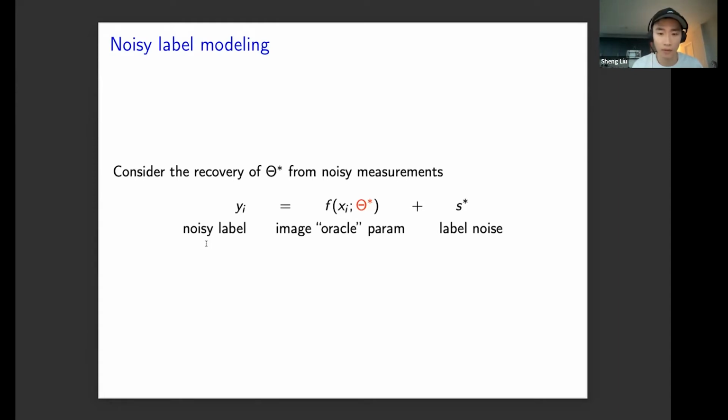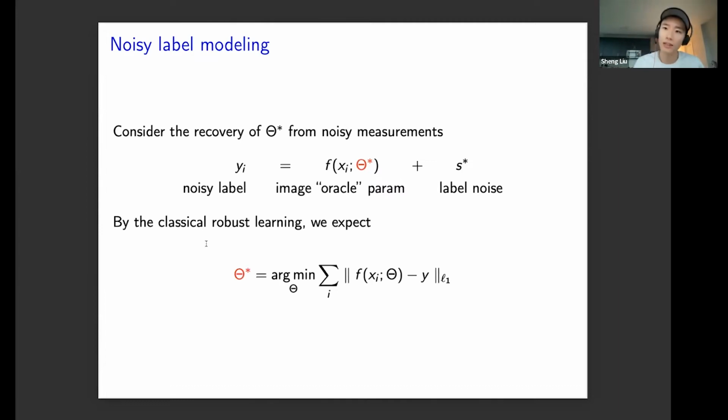Okay, let's simplify everything and recall some classic robust learning, like in the past in compressed sensing and statistical learning. When we try to solve this problem where S is sparse, how can we recover the ground truth oracle parameters? We use an L1 distance or L1 loss to recover the ground truth signal from the noisy signal. That is very popular in the past literature, maybe even before deep learning, in compressed sensing for example. If we assume some specific property of the model, we can use this L1 norm to recover the clean signal from the noisy one.